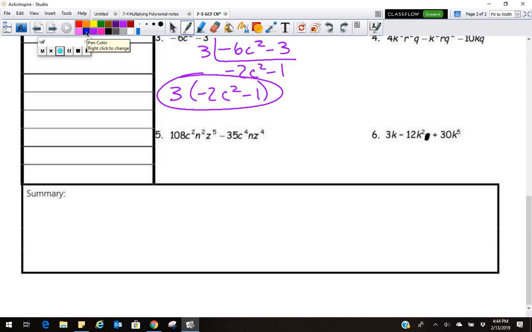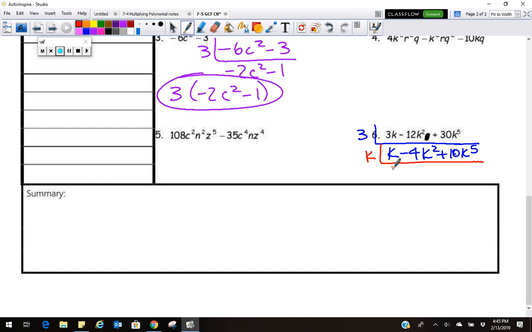So, what goes into 3 and 12 and 30? Let's try 3. If I divide by 3, I have a k. If I divide 12 by 3, I have a 4, k squared. If I divide by 30, I'm going to have a plus 10k to the 5th. So now you look at it, you see you have a k in each term, so you have to take that out. We have to factor it out, which means we're dividing.